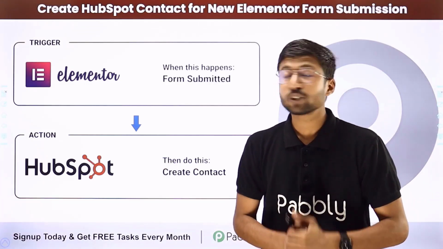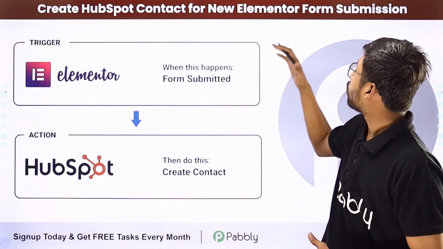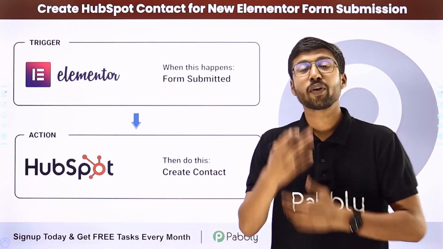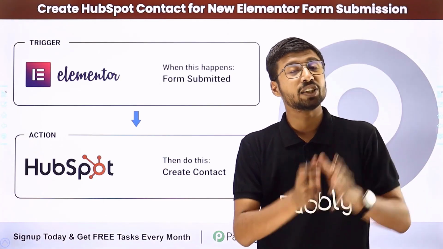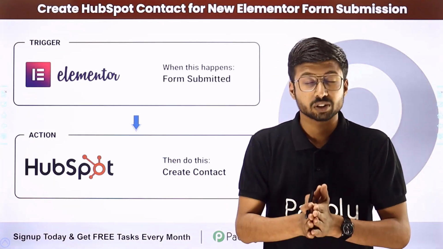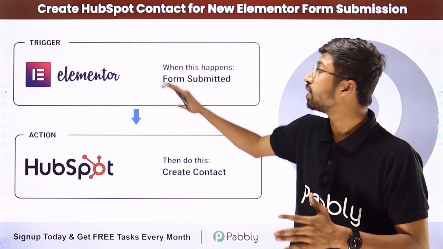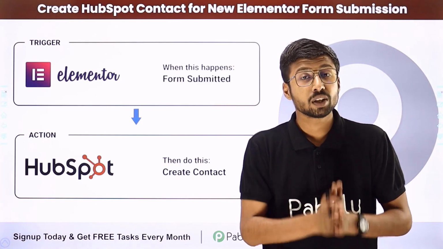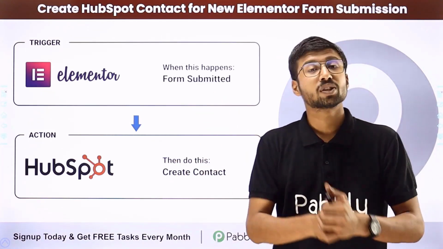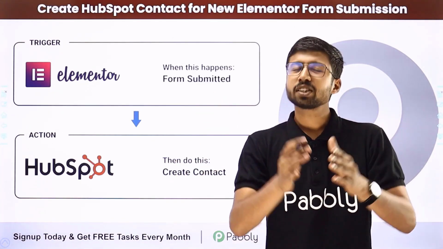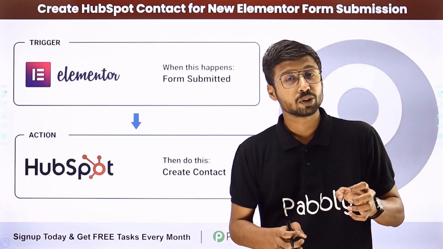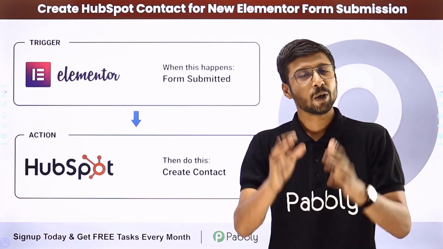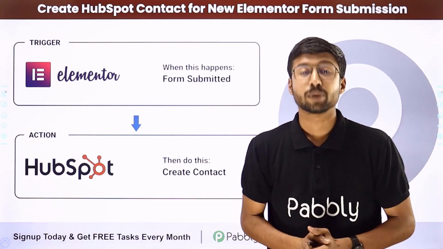So in this video, we are going to learn how to create a HubSpot contact for a new Elementor form submission. Now suppose, guys, you are using an Elementor form and created some kind of online form and added it into your website or shared it with your users. Now you want that whenever you receive a new form submission, a new response in that form, using the same details entered by the user, you want to create the contact, add the person as a contact in HubSpot. But guys, the manual process of getting the Elementor form submission details and creating a HubSpot contact is very much repetitive and time consuming. So in this video, we will see how you can automate this process.